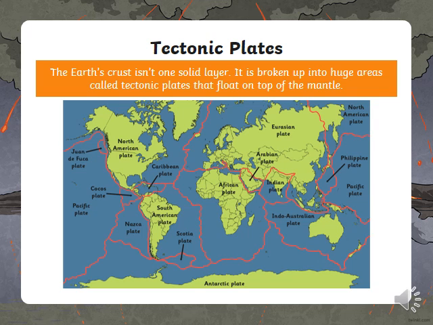We've got lots of different names for them. The plate that the UK is sat upon, and we're quite in the middle actually, is the Eurasian plate. The Eurasian plate actually covers most of Europe, and that's one of the biggest plates.